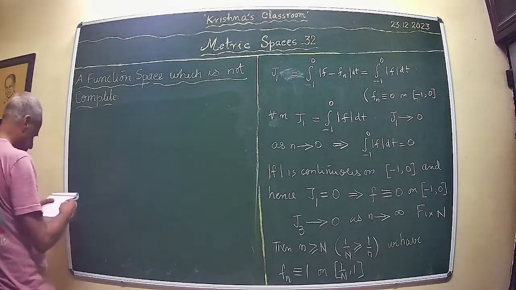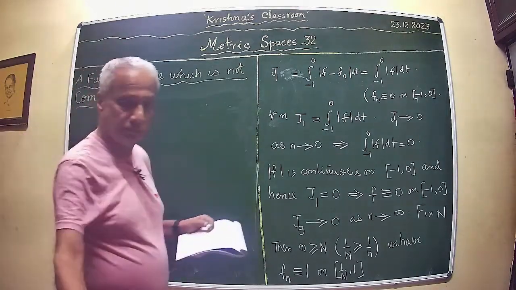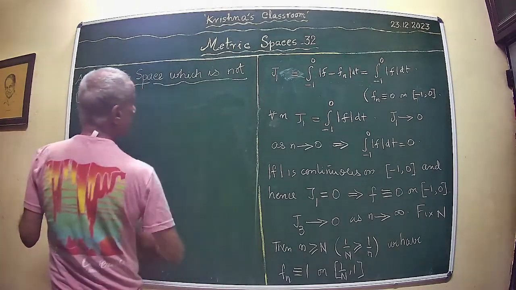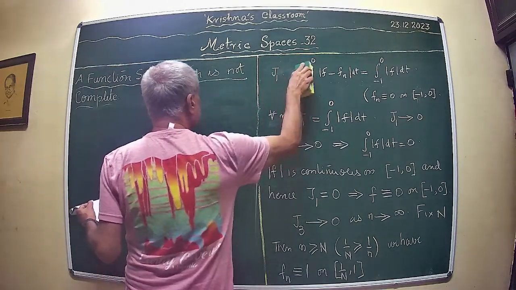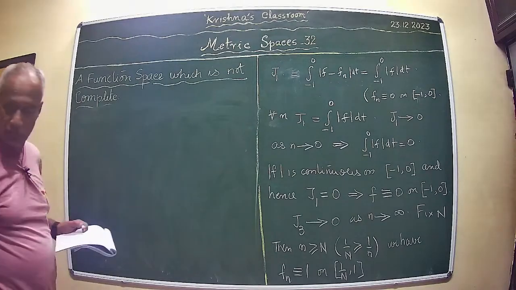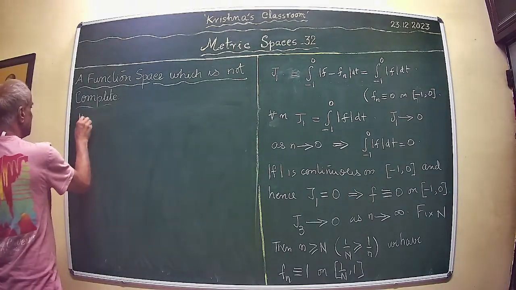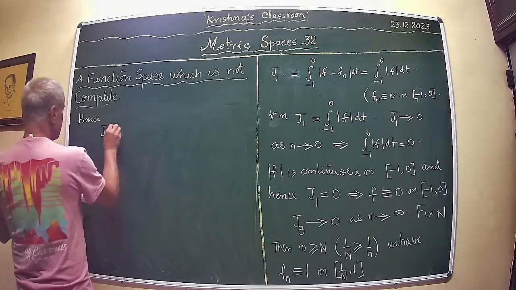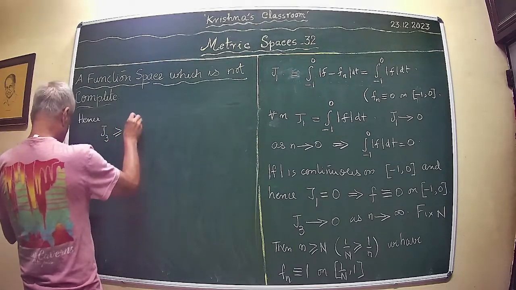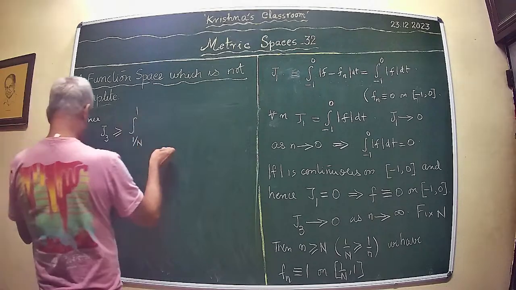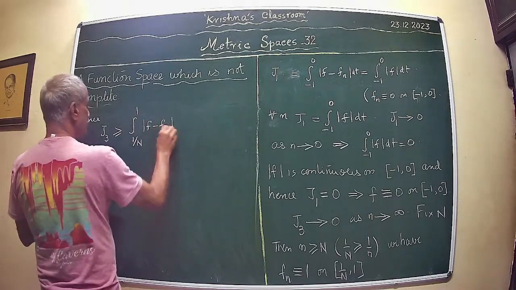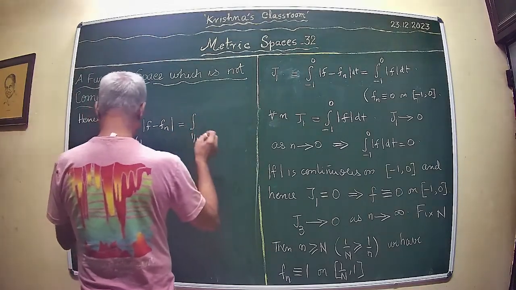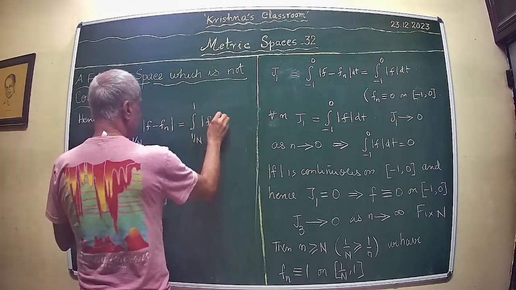Therefore, J3 is, hence, Fn, which is equal to the integral from 1 by n to 1 of mod f minus 1.